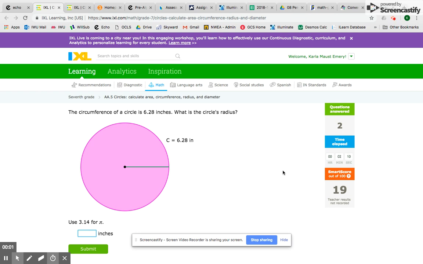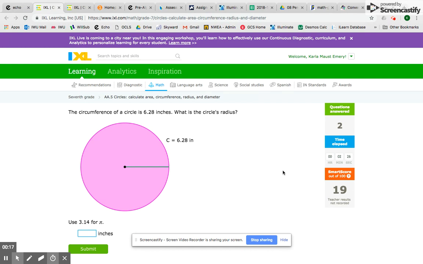Okay, this video is about AA.5 circles. It's calculating the area, circumference, radius, and diameter of a circle. So on this question, it says the circumference of a circle is 6.28 inches. What is the circle's radius?